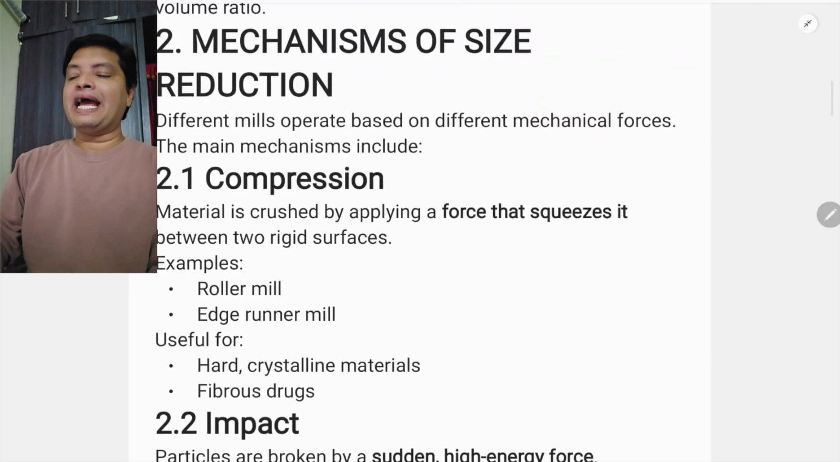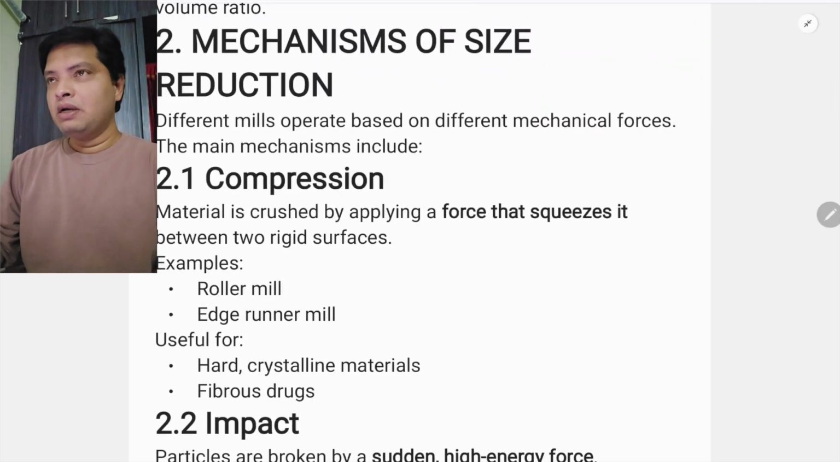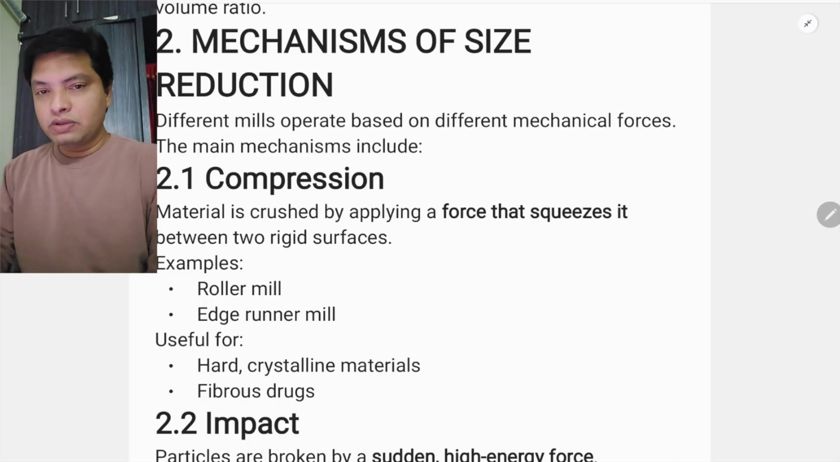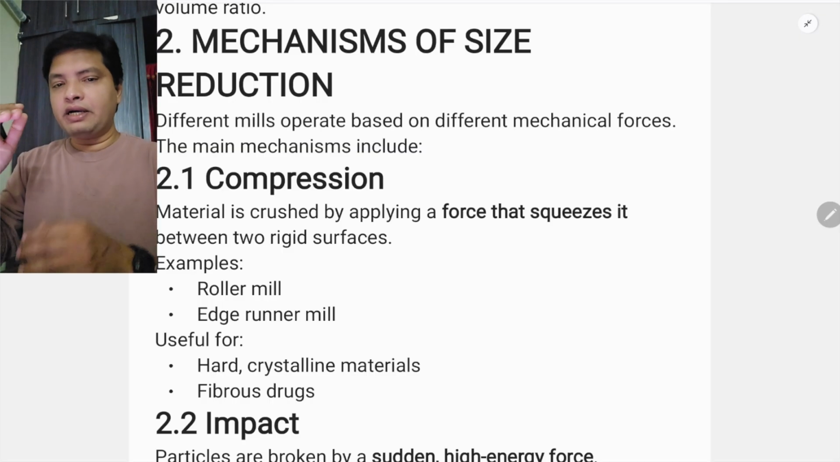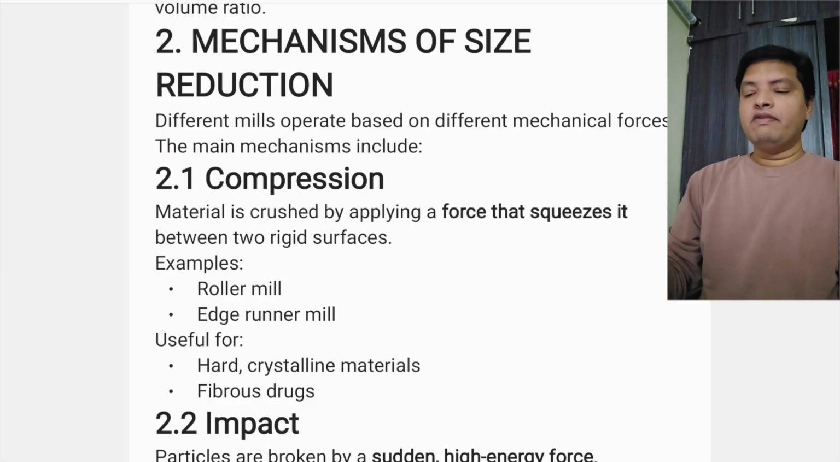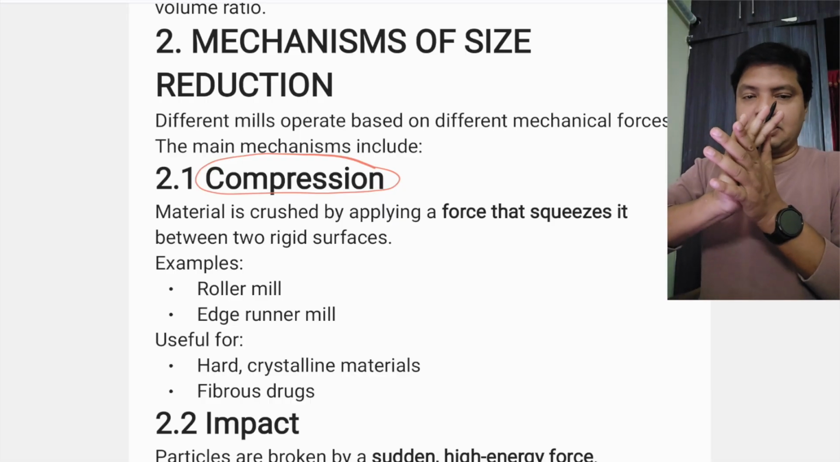Next, what are the mechanisms through which size reduction happens? There are different equipments we are going to use, and for different equipments, different mechanisms will be there. So we'll try to study all the mechanisms at once. First mechanism is compression. Compression means compressing like this.